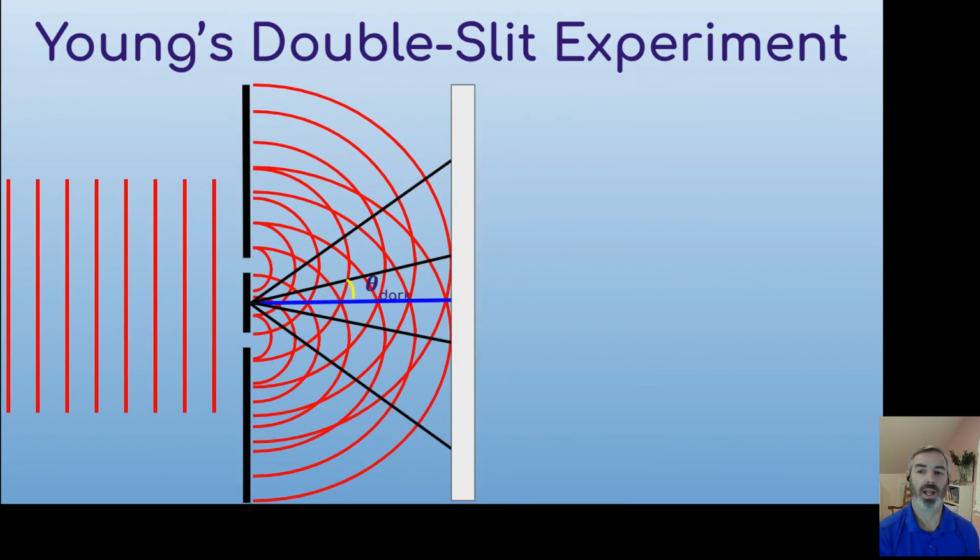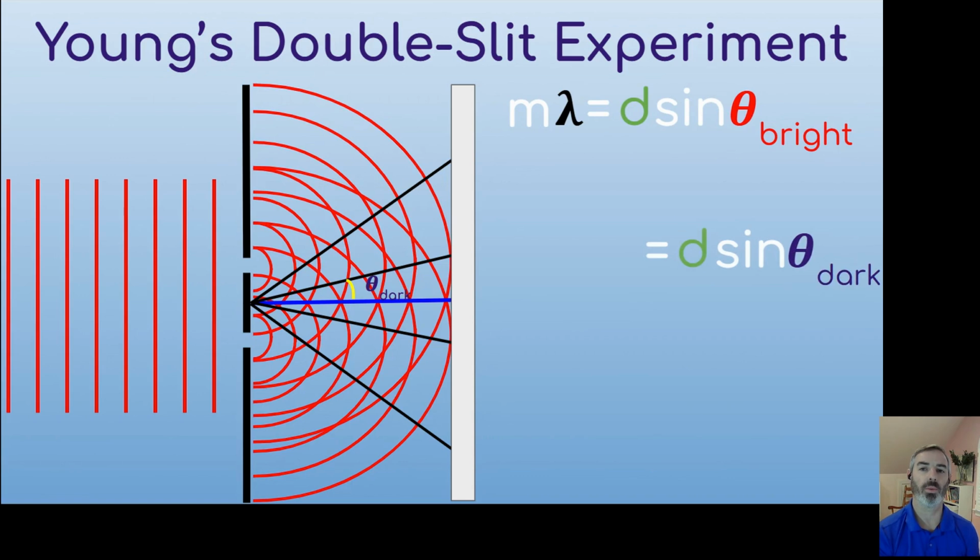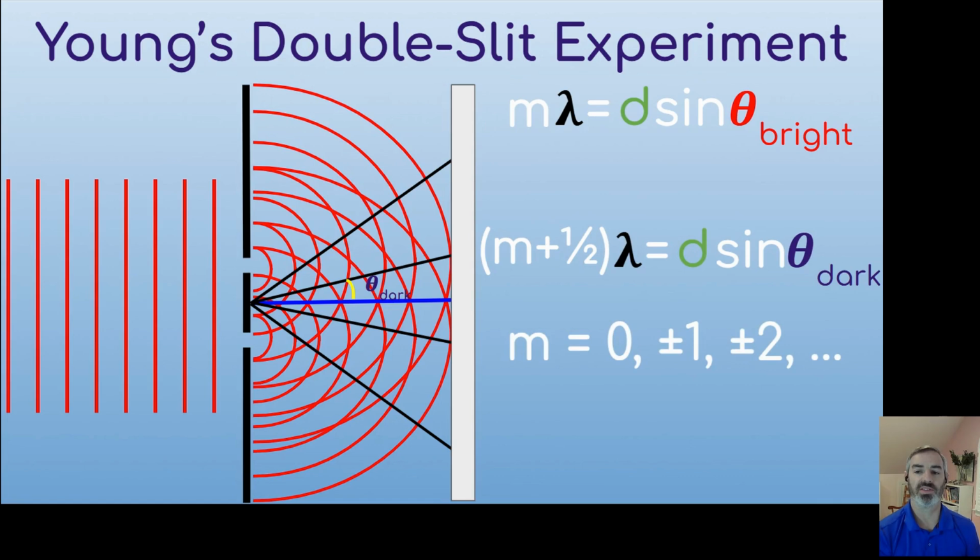So we look at our equation, m lambda equals d sine theta bright. That's how we find the first, second, third order magnitude for the bright spots. But the dark spots are not the same number of wavelengths. It's only a half wavelength. So we take d sine theta dark and we multiply the wavelength times m plus a half. So we can plug in 0, plus or minus 1, plus or minus 2 to find the different order magnitudes for the dark spots on the screen. And that's what the 1/2 takes care of, is that it only travels a half wavelength difference in the path to the screen.